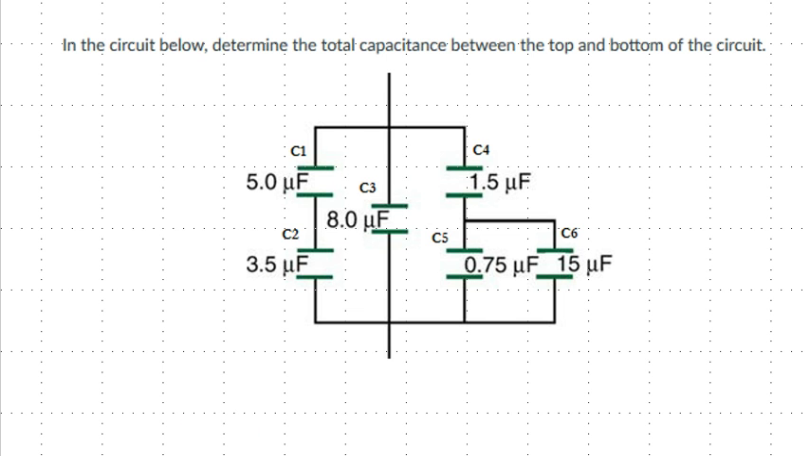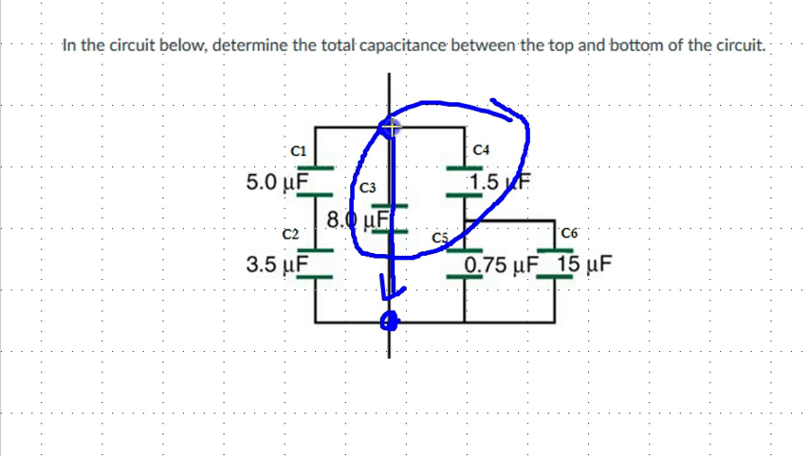So, counterexample. Let me redraw that. These two are not in parallel, right? They're not in parallel because, yes, I can go from this point to this point through this one without going through anything else. But when I go this way, I hit this one, and now I have to go through other things to get back to this point if I'm following through the circuit.